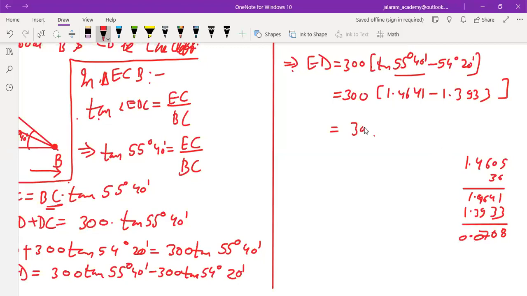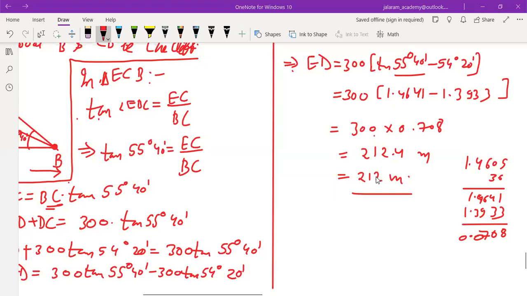So it is 300 into 0.708. Multiply with 300. So it is 212.4 meter. And in nearest meter, the answer will be 212 meter. That's it.